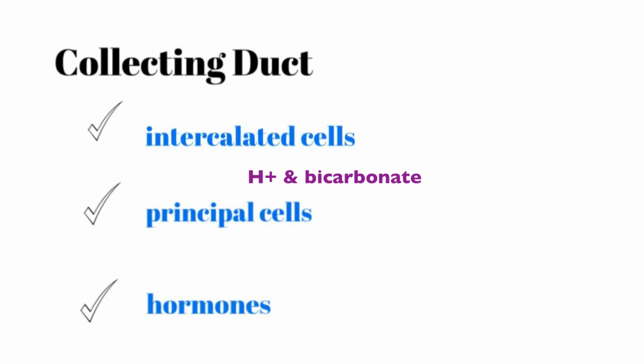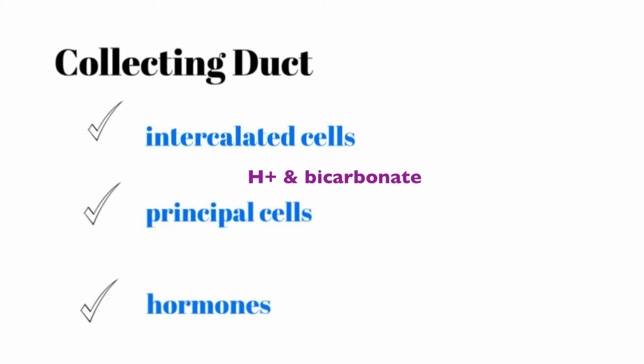And we haven't really talked about bicarbonate in this class. And once again, bicarbonate is really more the purview of a human physiology class. It's really the other side of the hydrogen ion. But bicarbonate and the hydrogen ion can get secreted into the collecting duct via the intercalated cells.